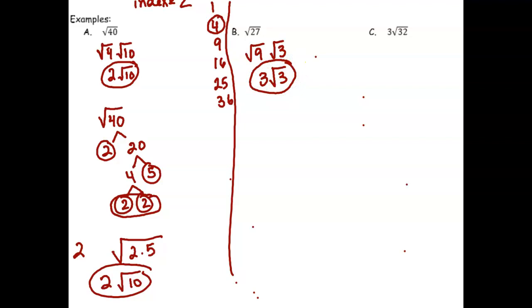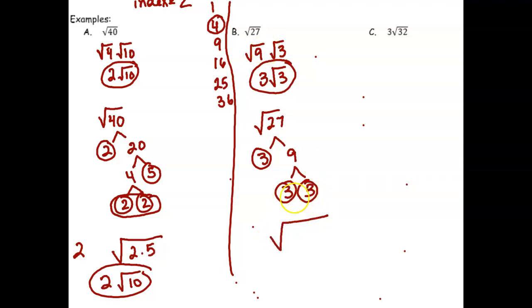Now doing it the other way, if I took radical 27 and I started breaking it down into prime factors, I would get 3 times 9. Let me circle my 3. And then I've got 3 times 3. Okay, so I look back and my index is 2, so I'm looking for my doubles. So on the outside of the radicand, I've got my doubles here. So I'm going to get 1 pair of doubles, which is 3, and then what's left over goes on the inside, which would be 3 radical 3. So notice we get the same answer.